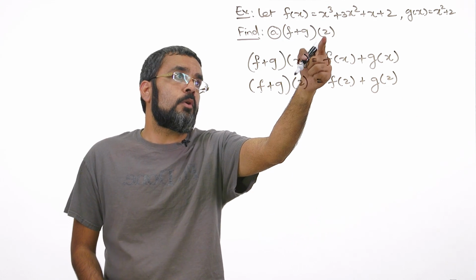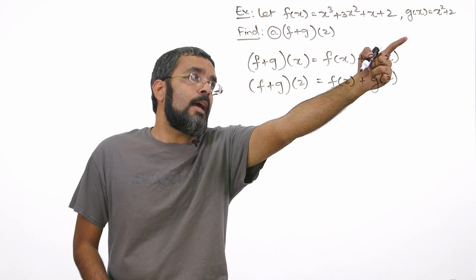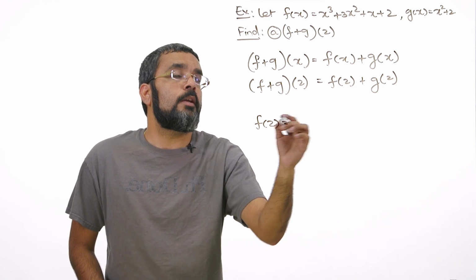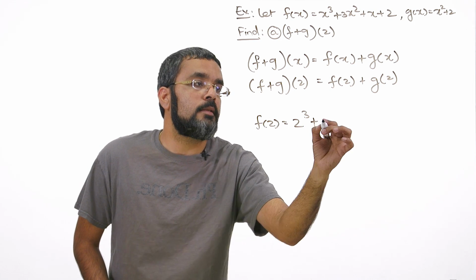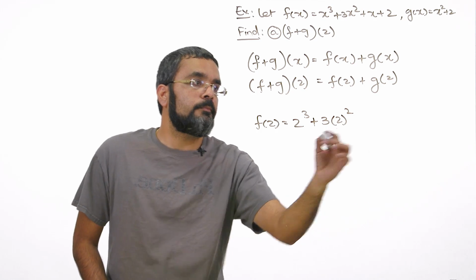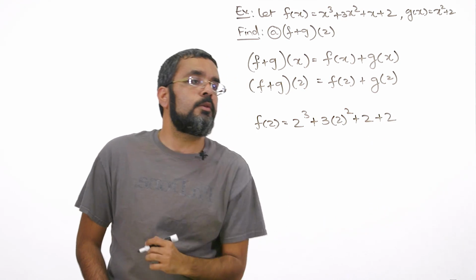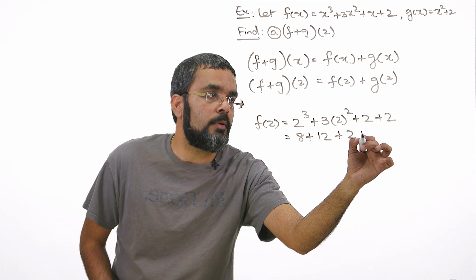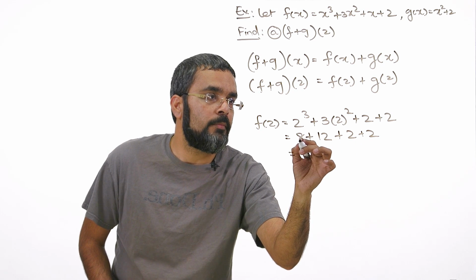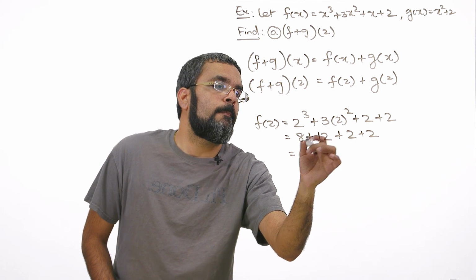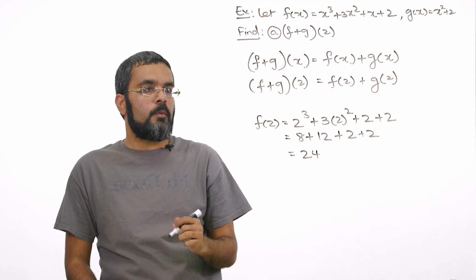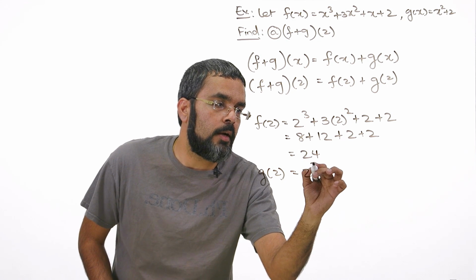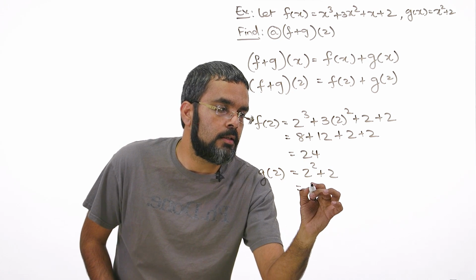So what is f of 2? I'm just going to plug in 2 in place of x, and the same thing for g. So f of 2 is going to be 2 cubed plus 3 times 2 squared plus 2, which gives me 8 plus 12 plus 2 plus 2, which is 24. And then we have g of 2, which is 2 squared plus 2, which is 6.